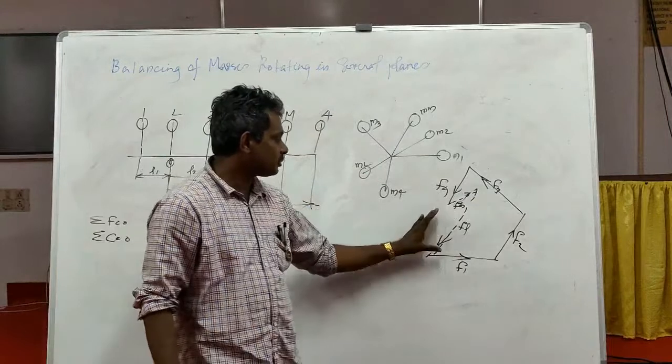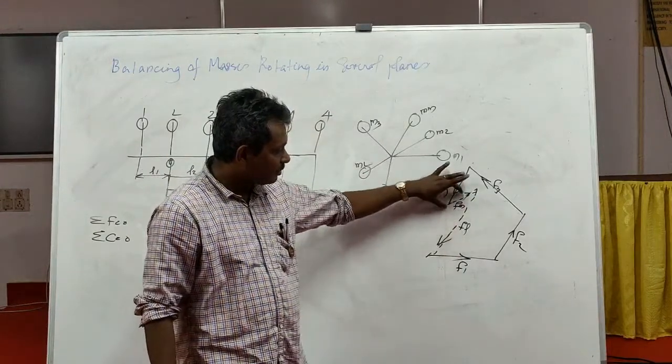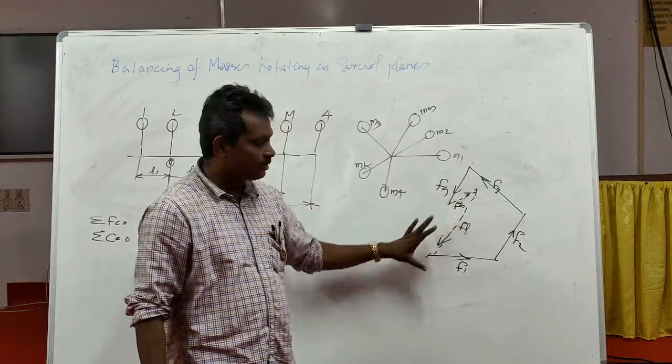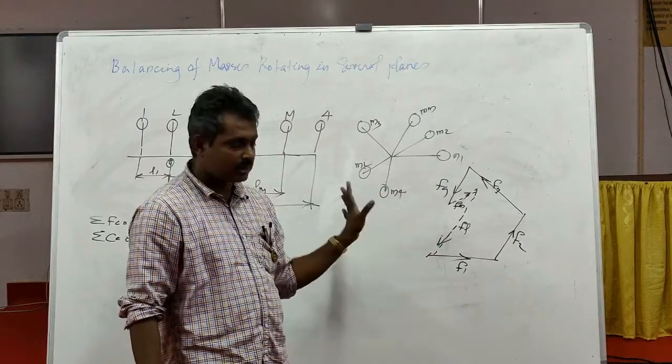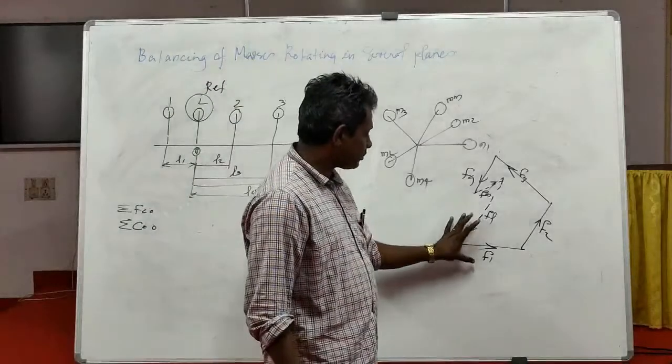Now normally in problems, one will be unknown. Suppose Fm may be known and Fl may be unknown, and you can easily find out the value of Fl, and from that, since m omega square is common, m into r you can easily find out. We have completed the force polygon.